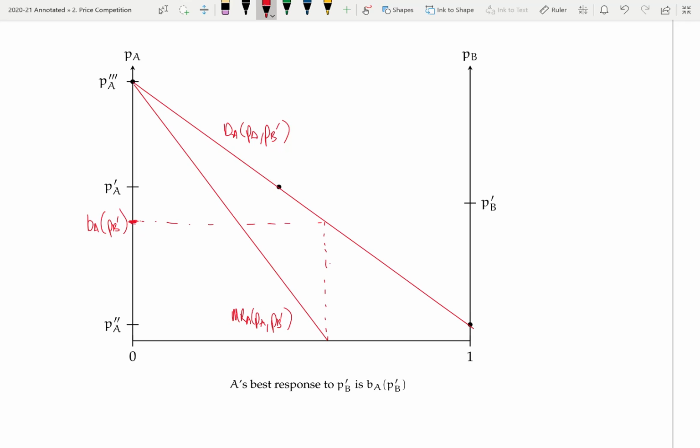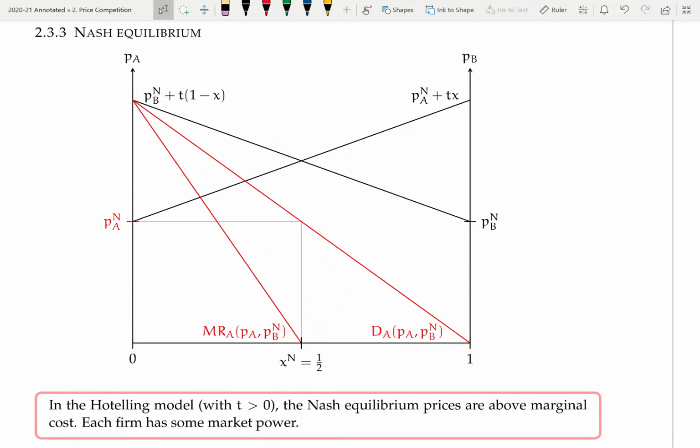Now as we vary PB dash, that's going to shift the demand curve of firm A. If PB dash goes up, then the demand curve of firm A will shift out, and the marginal revenue curve will shift out too, and therefore firm A's best response will go up. Now what does the Nash equilibrium look like?